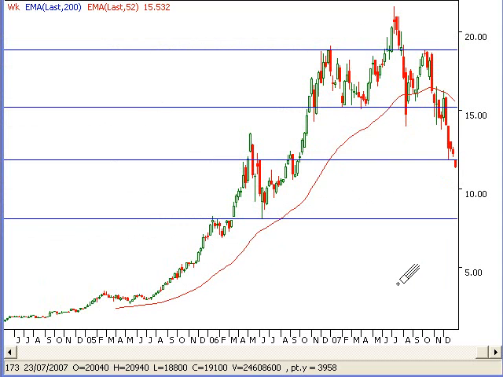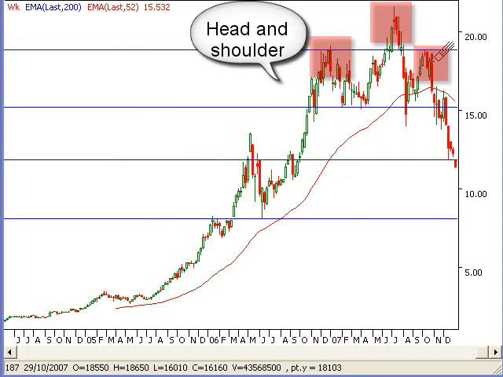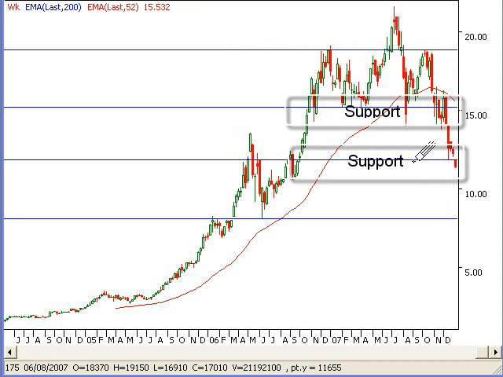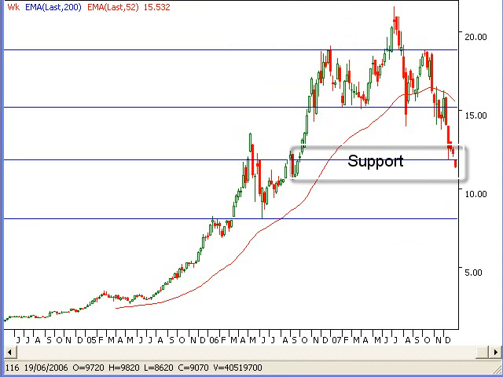Now you can notice one thing straight away: right here we have a head and shoulder pattern. A head and shoulder pattern is a very powerful reversal pattern in the market, and it's pretty evident. And as you can see, it actually did break this support through here, and down it came to the next support level. So this is a weekly chart.